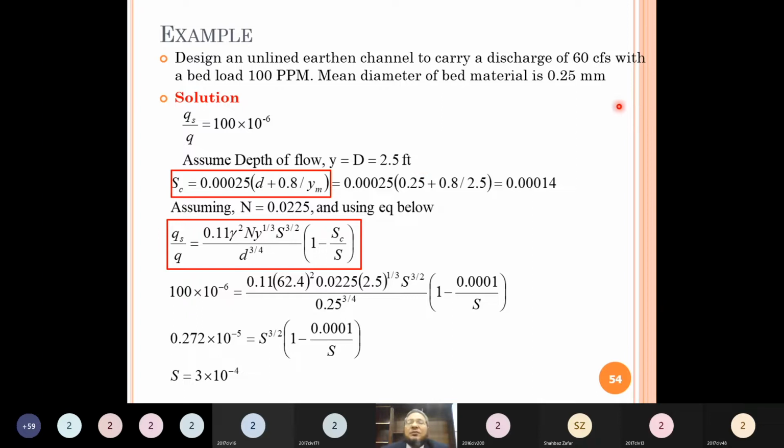Now your second question was on what basis the Manning's n was selected. The Manning's n value is selected on the basis of the material of the bed and sides and its quality. Is it smooth or is it rough? And that we will discuss in one table. Then I will let you know.